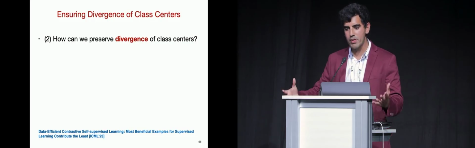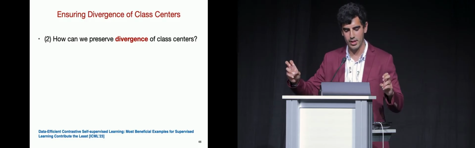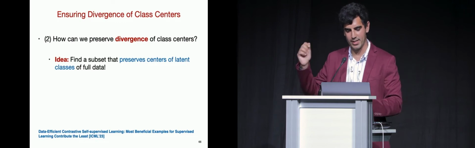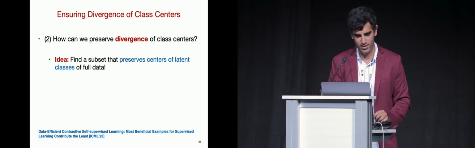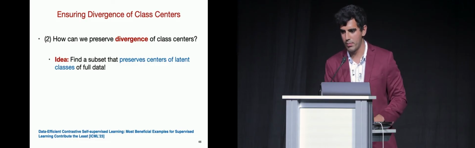And intuitively, what this is doing is selecting a diverse set of examples in every latent class. And I know I'm mentioning latent class again and again, but I'll clarify what I mean by that in a second. And the full derivation for this appears in our paper linked below.